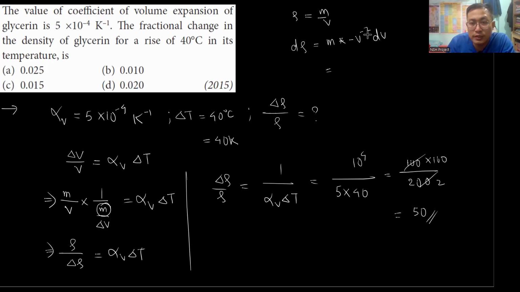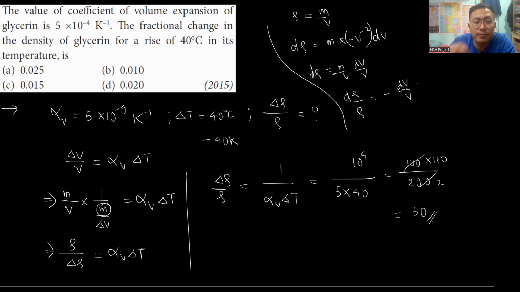So TCD, the volume is mass by volume to the power minus 1. Differentiating, we get minus 1 times mass by volume to the power minus 2, which is dV by V square. Then d rho is mass by volume, so d rho equals minus rho dV by V. That means d rho by rho is equal to minus dV by V.